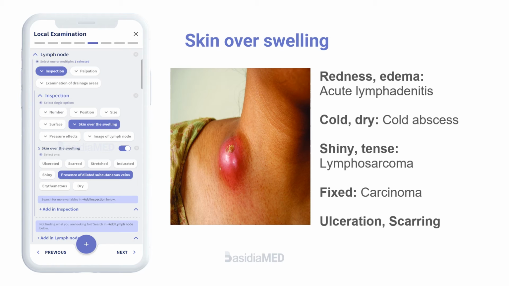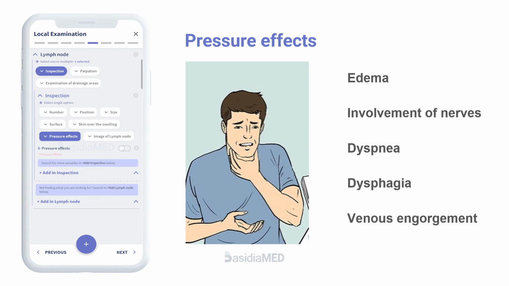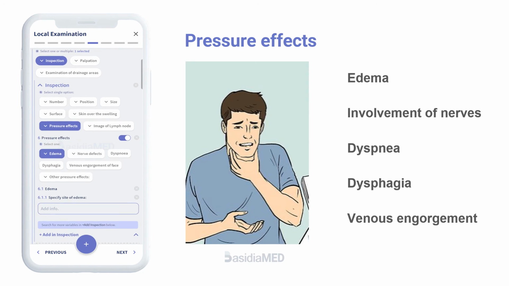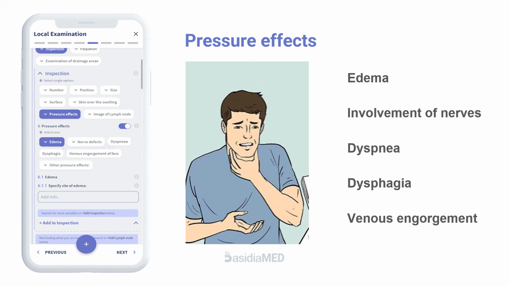In secondary carcinoma, though the skin remains free in the early stage, it is fixed to the swelling at a later stage. Ulceration and scarring is also not an uncommon finding over lymph nodes, especially ones that have burst. Pressure effects. Edema and swelling of the upper and lower limb occur due to enlargement of axillary and inguinal groups of lymph nodes respectively. Nerves may be involved due to enlarged lymph nodes.